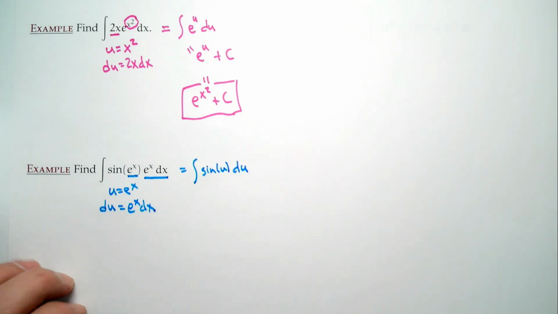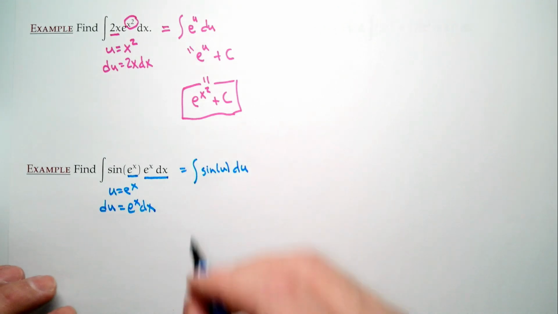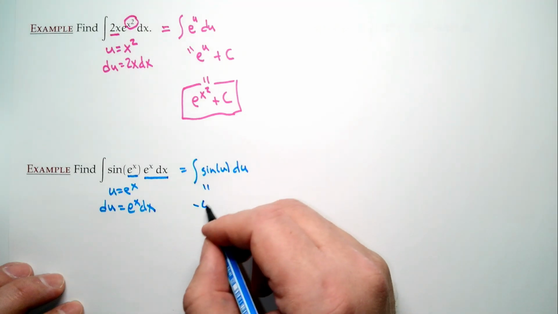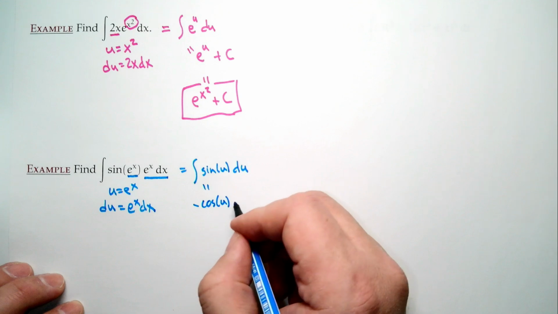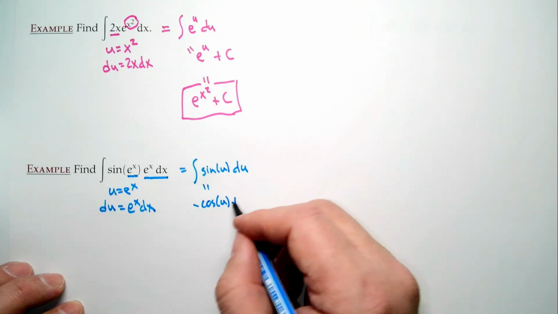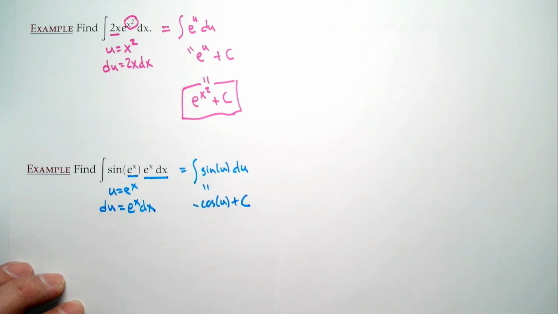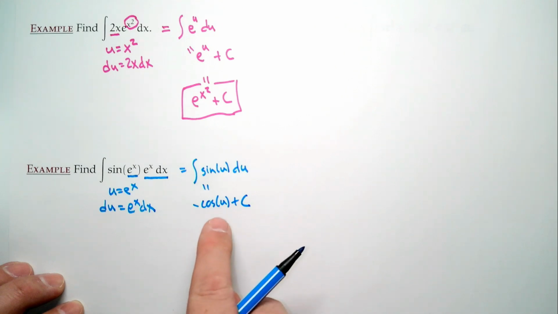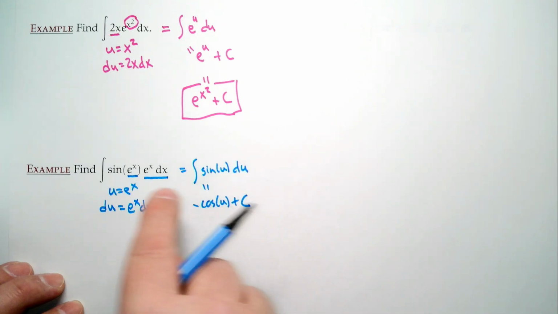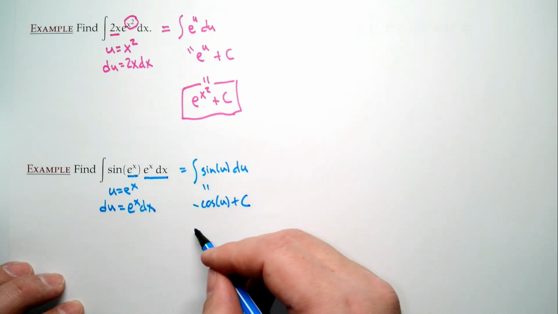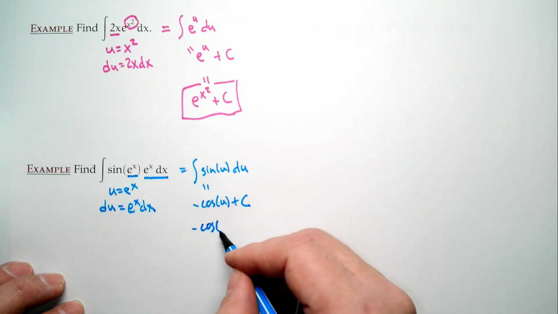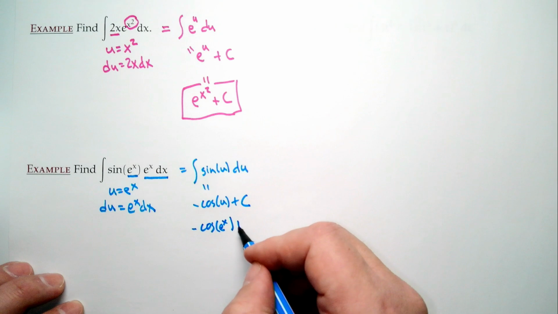Do we know the integral of sine? Negative cosine. So this will become negative cosine of u, and then plus c, because we don't forget the plus c. And finally, we say, okay, we've done the integration. Now we go back. And we say, all right, this becomes negative cosine of e to the x plus c.